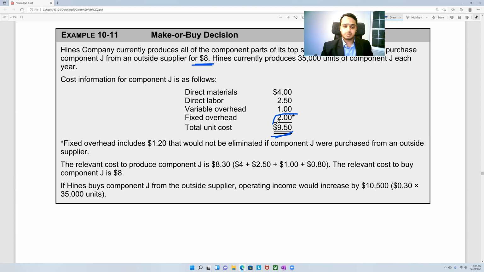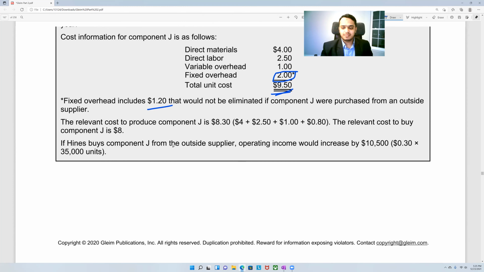This fixed cost is going to be in here. What should you do? See, out of that, 1.2 is going to be eliminated if you're going to buy it from outside. What is a better option for you? Buy it from outside. You'll be able to save a lot of amount.